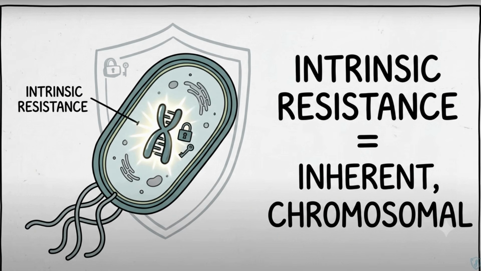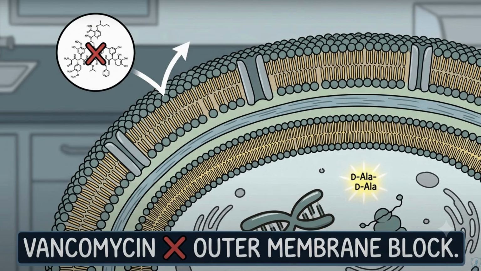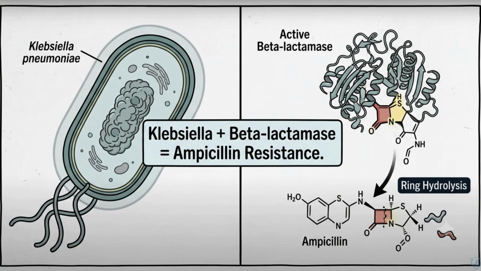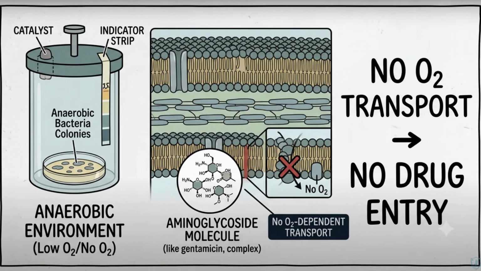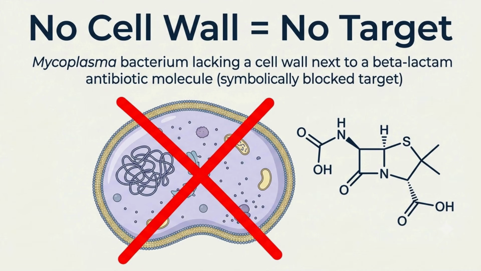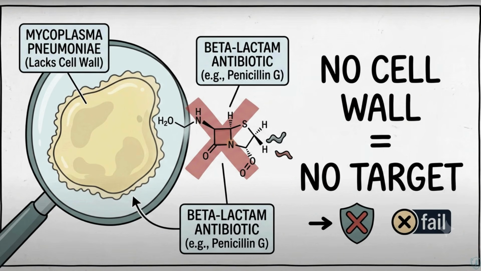Gram-negative bacteria are intrinsically resistant to vancomycin because their outer membrane prevents the drug, a large glycopeptide molecule, from reaching its target, the peptidoglycan layer, in the periplasmic space. Klebsiella species are intrinsically resistant to ampicillin due to constitutive production of a chromosomal beta-lactamase. Anaerobes are intrinsically resistant to aminoglycosides because uptake of these drugs requires an oxygen-dependent transport mechanism across the bacterial membrane. Mycoplasma species are intrinsically resistant to all beta-lactams and glycopeptides simply because they lack a cell wall.